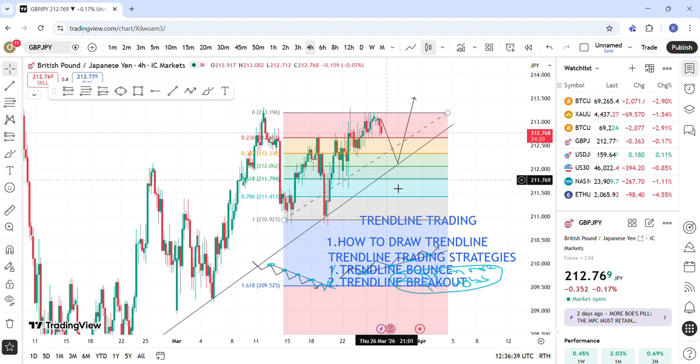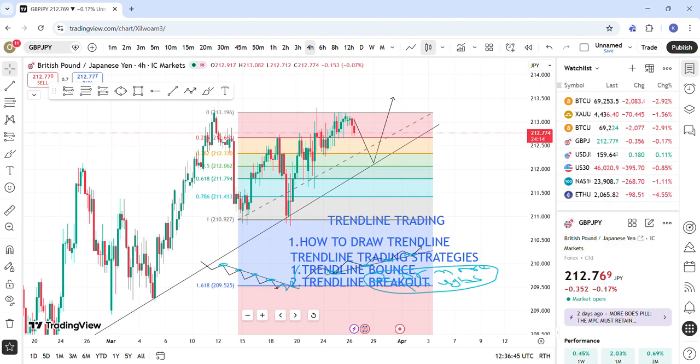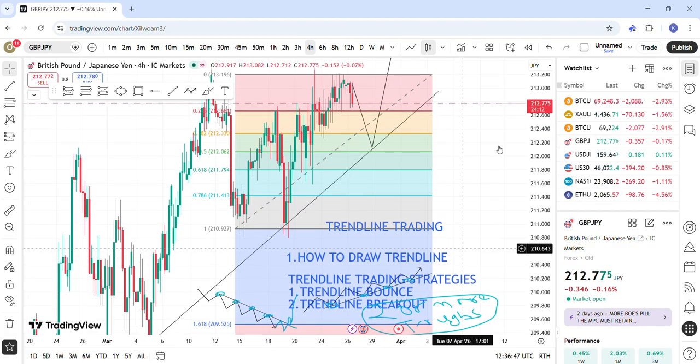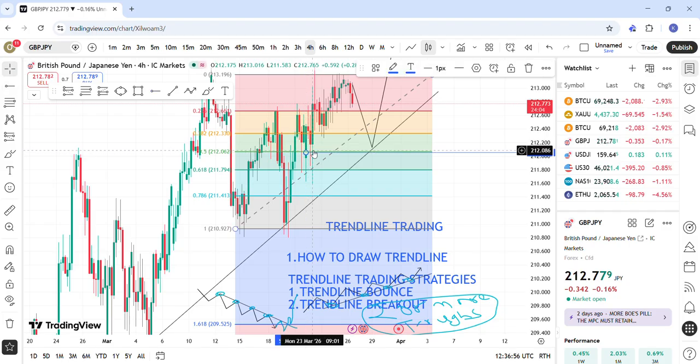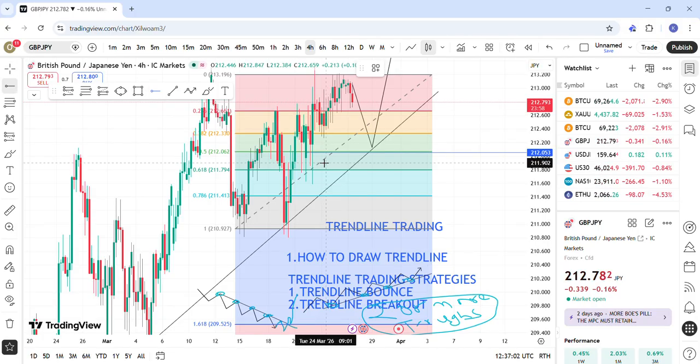So you can see we have 0.50 and 0.618. See them, that's the golden zone. So we'll just mark it out. This is 50. This is 61.8.